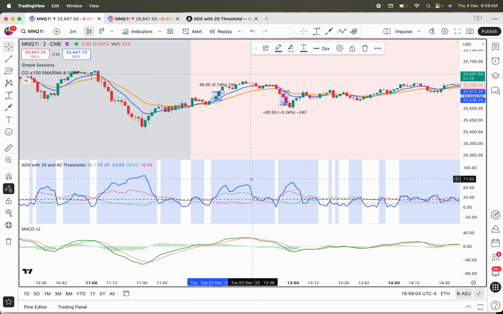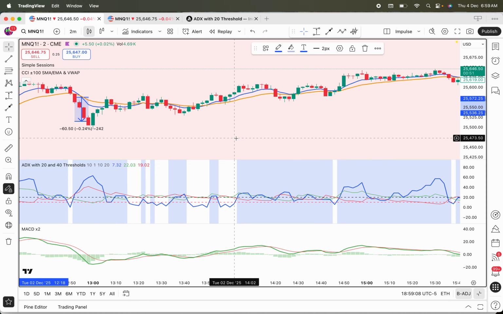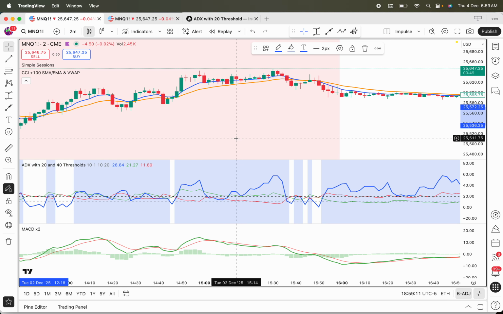Okay, go and back test it, forward test it, and study these charts. This could be the difference between everything for you.